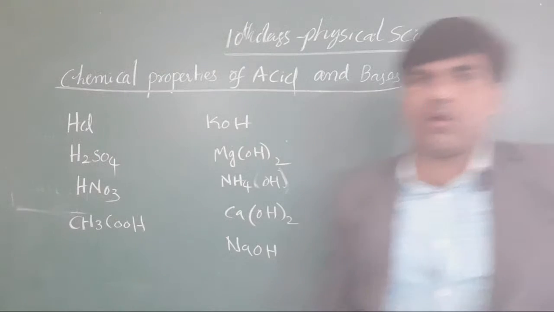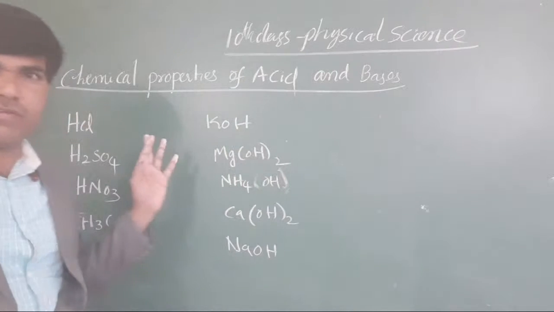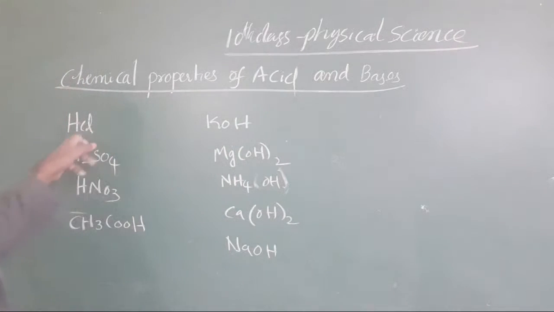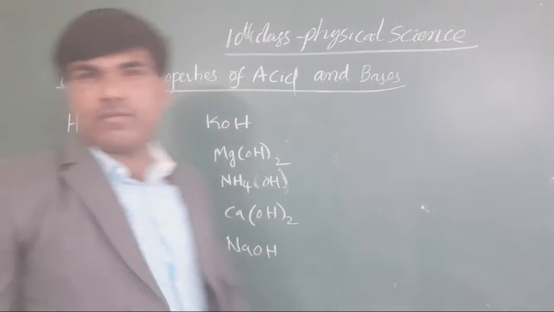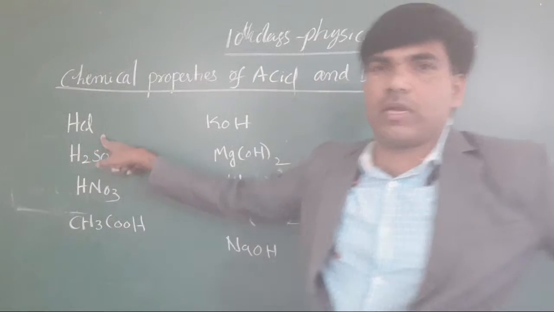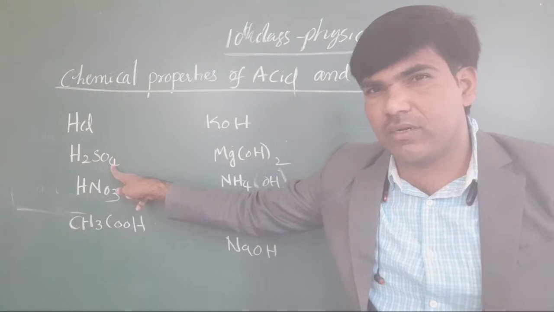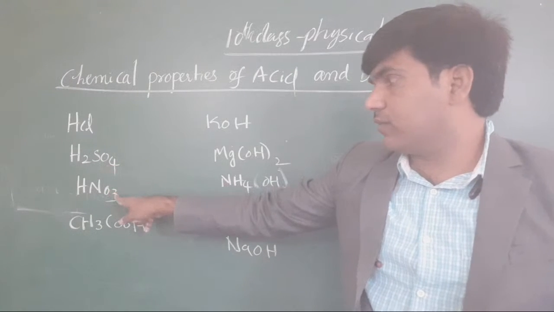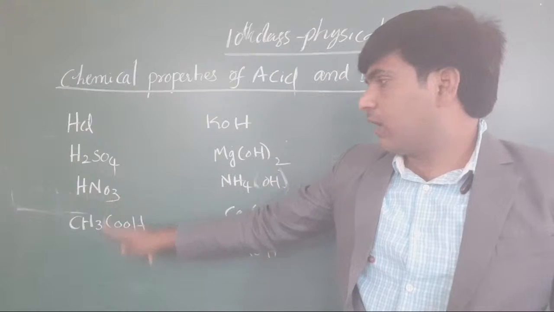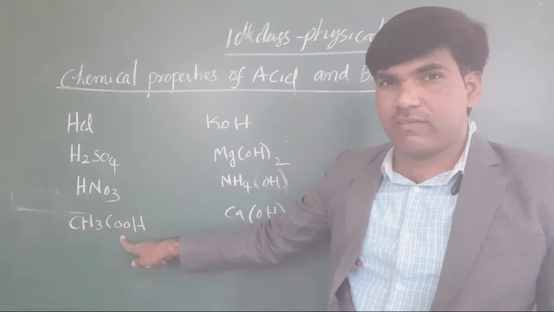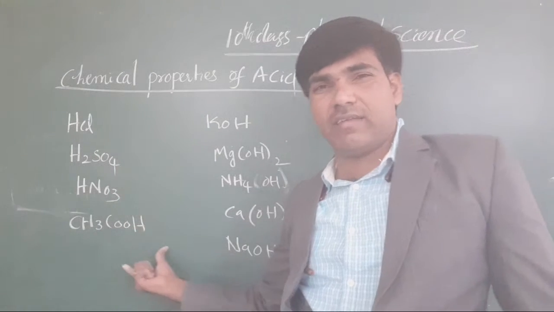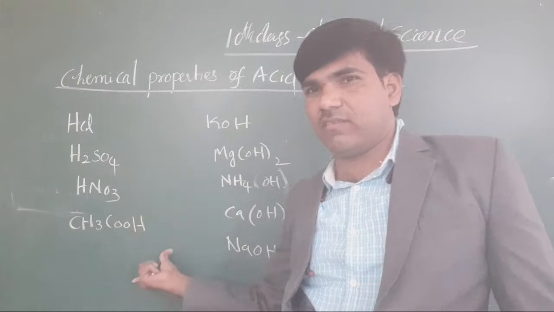I hope all of you understood, students. The names are very, very important. This is called what? Hydrochloric acid. This is called what? HCl, hydrochloric acid. And H2SO4 is sulfuric acid. As well as nitric acid, and as well as acetic acid. Yeah, these are acids. We know very well these are all acids.